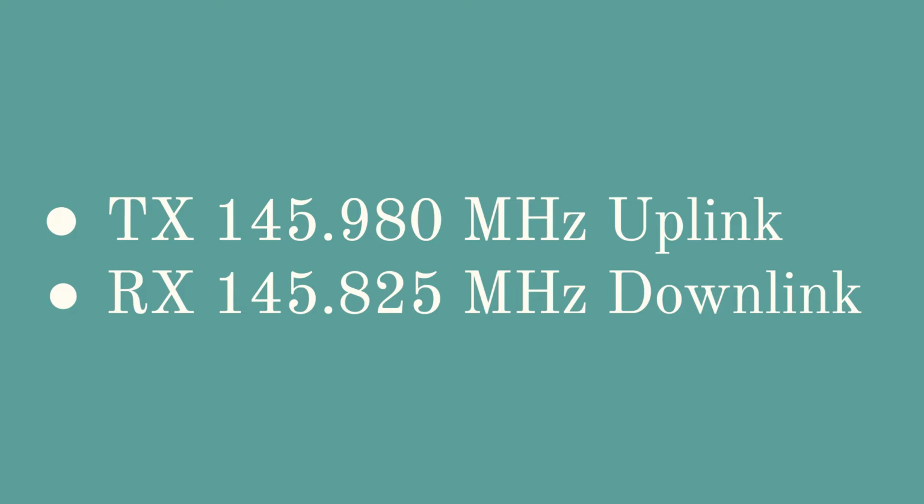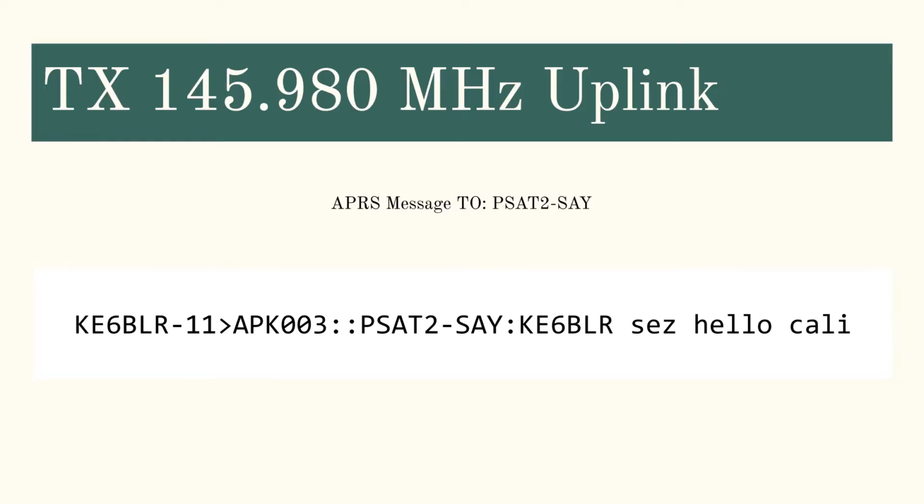So typically we would listen for APRS text, but this time we're going to be listening to voice on this downlink. So how does it work? We're basically going to set up an APRS message that we're going to send to a magic call sign called PSAT2-SAY, S-A-Y. Now, typically an APRS device would have an integer between 1 and 15 or nothing at all, so the SAY piece is something that's new.